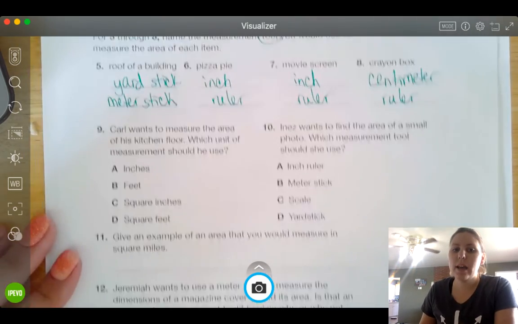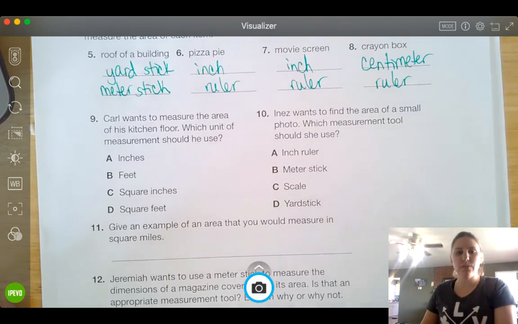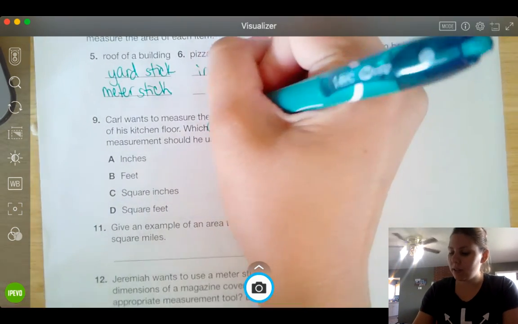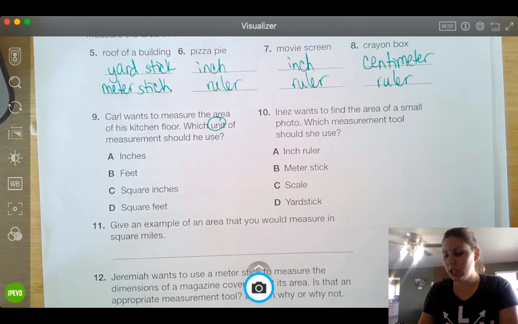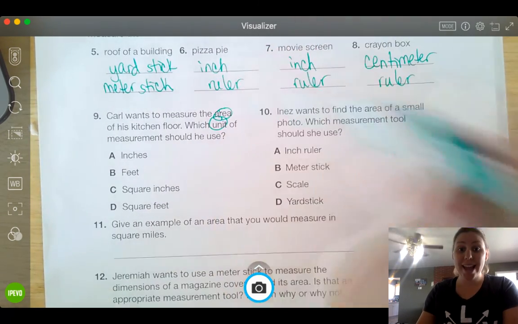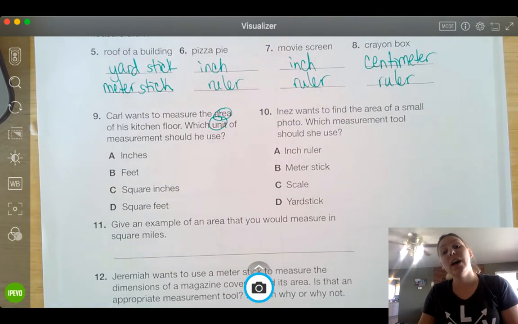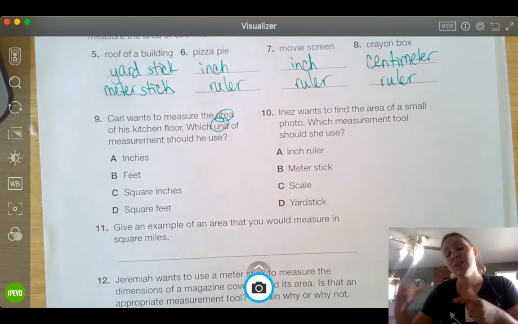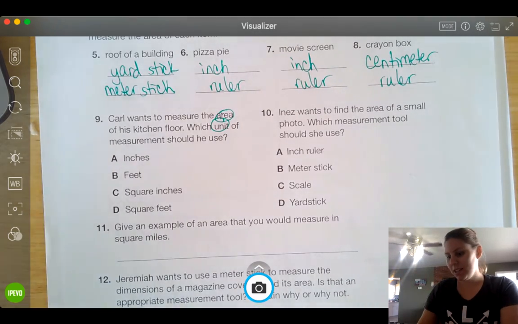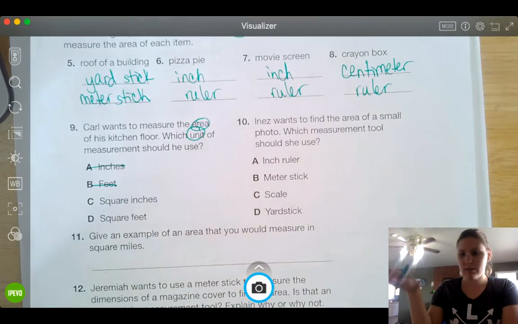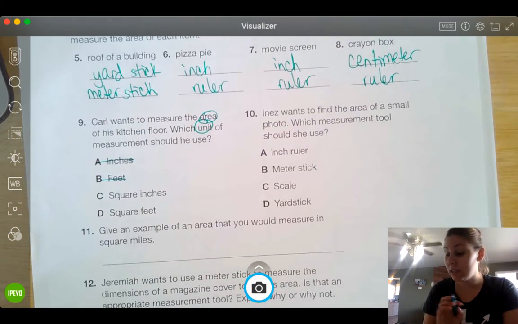All right, 9, Carl wants to measure the area of his kitchen floor. Which unit of measurement should he use? And we're looking at area. Now remember, if I use area, what's my magic word? Square, right? So it's not inches or feet. Cross them out because we need square units.